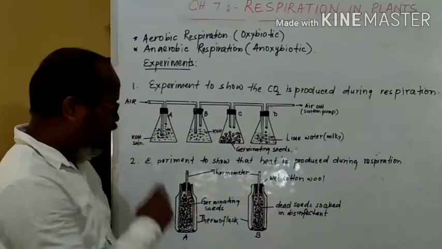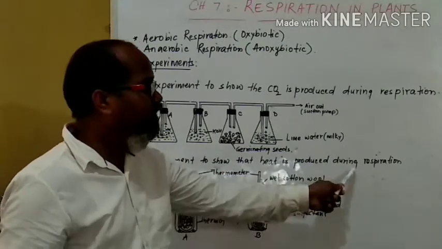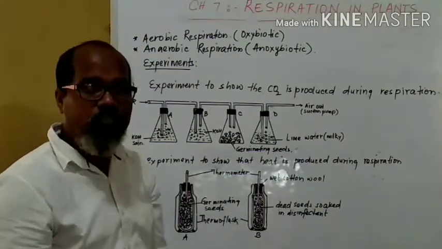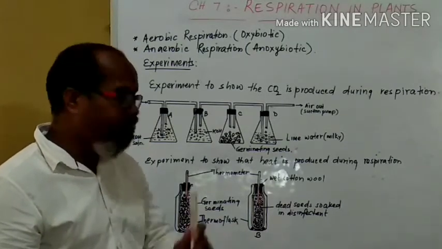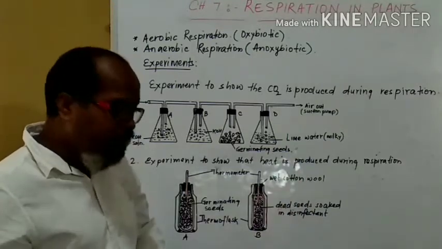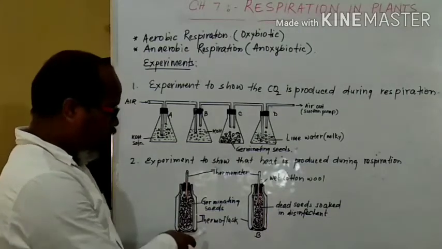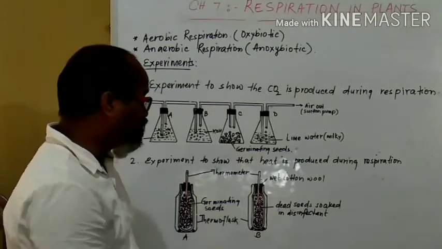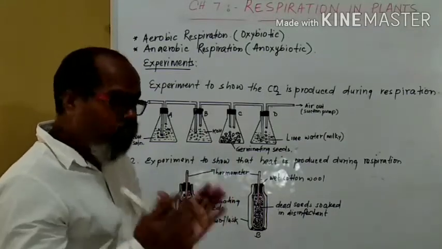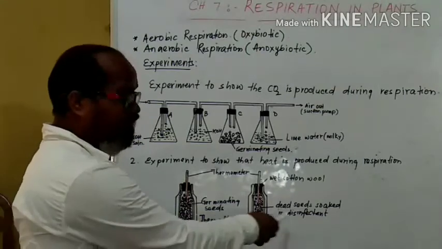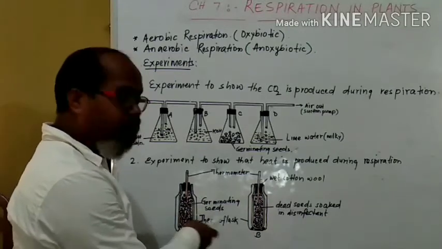Now, the second experiment is to show that heat is produced during respiration. In the previous video we discussed that heat is also produced. Now let's see how heat is produced and how to show that. We have flasks again. These are thermos flasks, special flasks, not like these other flasks. The walls of these flasks do not allow the outside temperature to enter in and the inner temperature to come out.